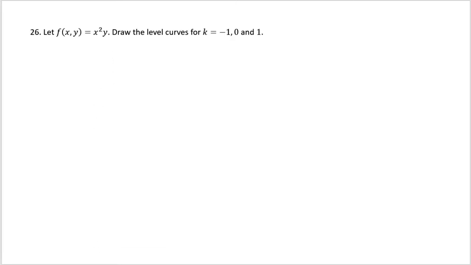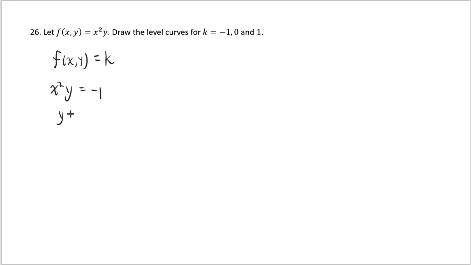Draw the level curves for k equals -1, 0, and 1. What's the level curve? A level curve is where you draw the curve f equals some number k. And here it's asking us to draw it for -1, 0, and 1. So let's do it one by one. For k equals -1, we have x squared y equals -1.